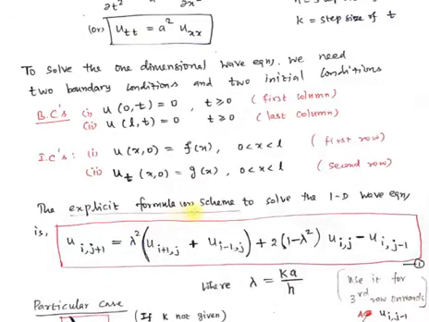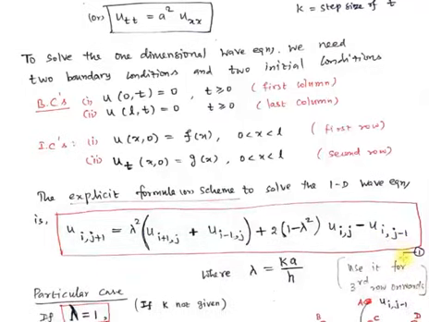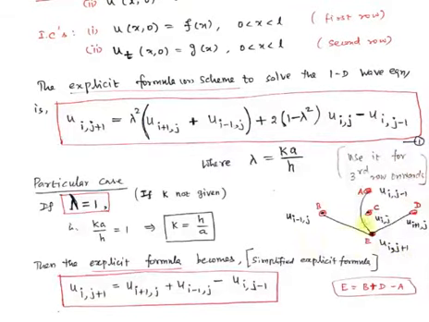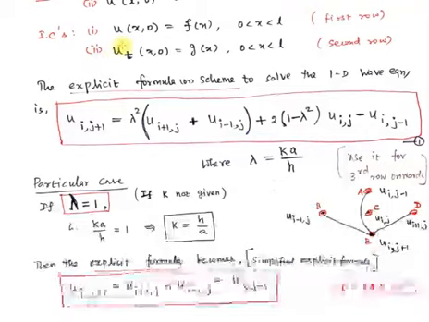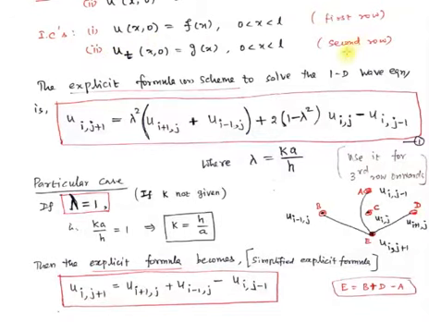The explicit formula or scheme to solve the one-dimensional wave equation is u(i, j+1) = λ² [u(i+1, j) + u(i−1, j)] + 2(1 − λ²) u(i, j) − u(i, j−1). This formula is used for the third row and onwards. The initial conditions are the first row and second row.